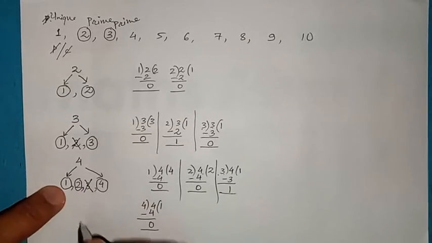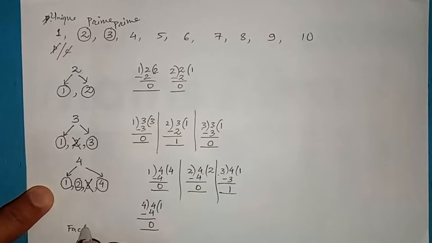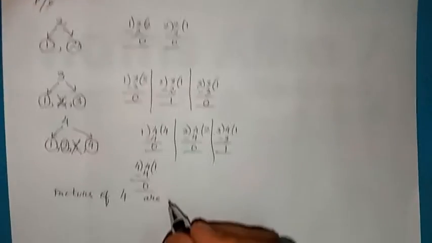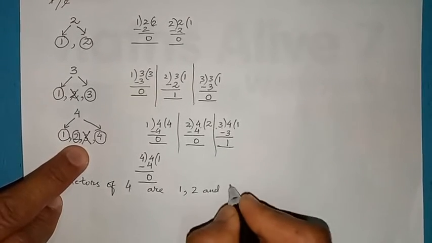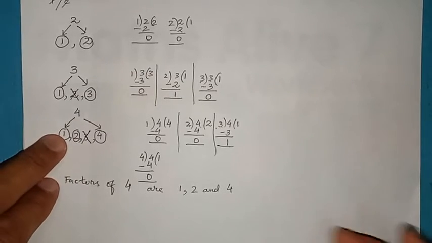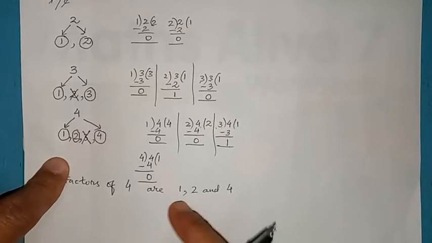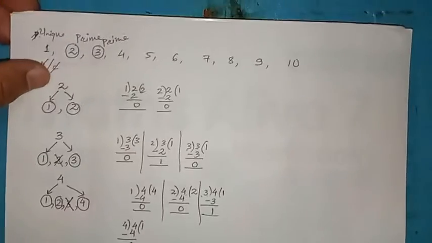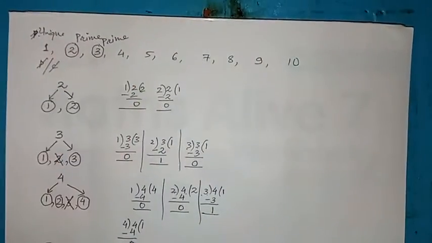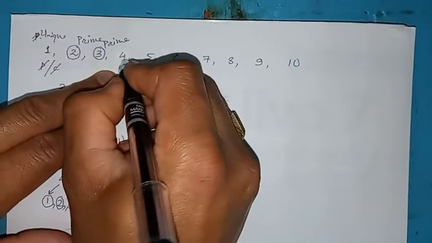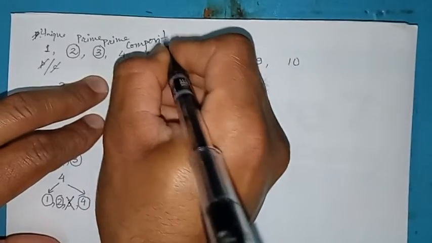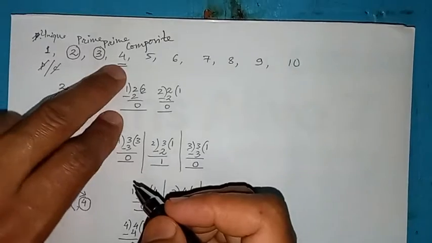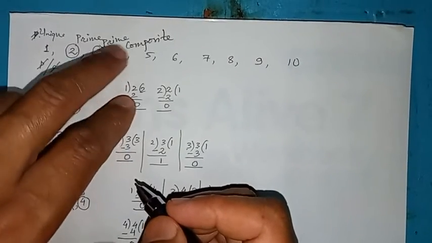Now we can see, what are the factors of 4? The factors of 4 are 1, 2 and 4. So you can clearly see that 4 has more than 2 factors, because there are 3 factors. And we all know that any natural number which has more than 2 factors is called a composite number. That's why 4 is a composite number, because 4 has more than 2 factors.